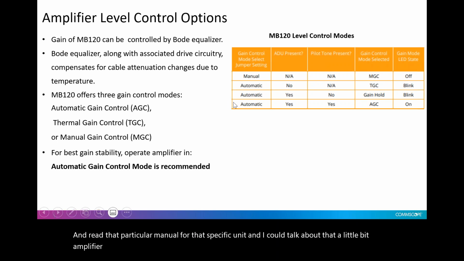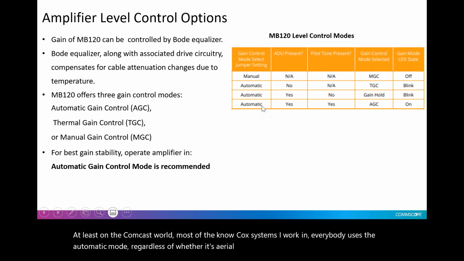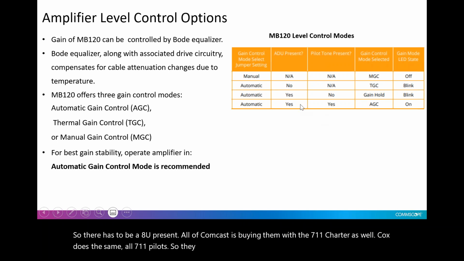Amplifier level controls, at least in the Comcast world, and most of the Cox systems I work in, everybody uses the automatic mode, regardless of whether it's aerial plant or underground plant. So there has to be an ADU present. All of Comcast is buying them with the 711 charter as well. Cox does the same. All 711 pilots, so they need 711 ADUs or QAM ADUs.